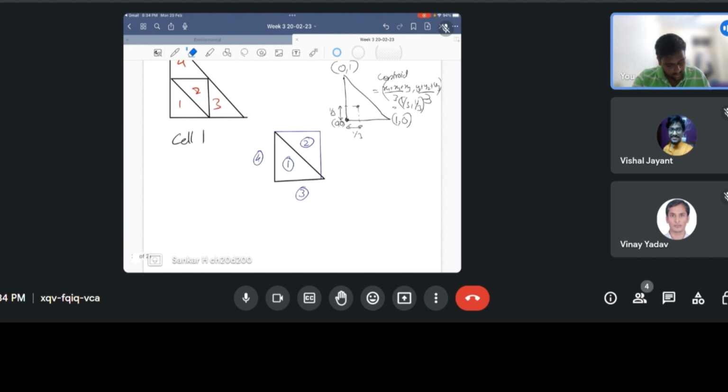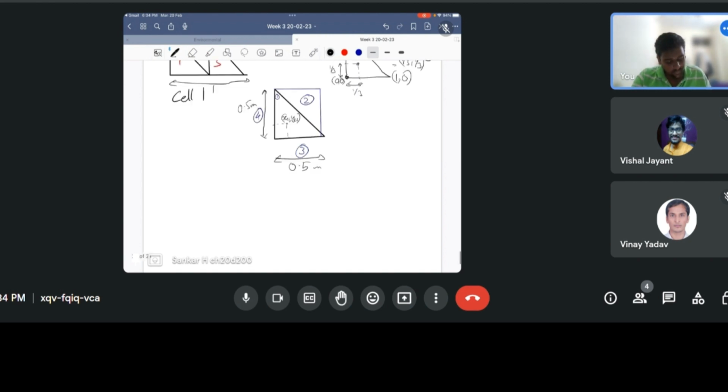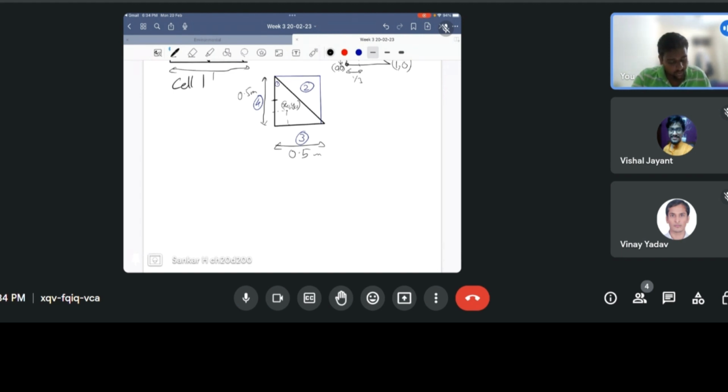Similarly, if we are considering our cell 1 here, then we know that this distance has to be equal to 0.5. Since the entire length is 1, this distance has to be 0.5, and this distance will also be 0.5. Therefore, this centroid over here, let's call this xc1, yc1, and we would also want to know the midpoint over here. Let's call the coordinates here xm3 comma ym3, since this section is 3.